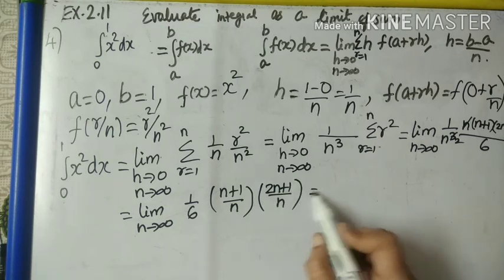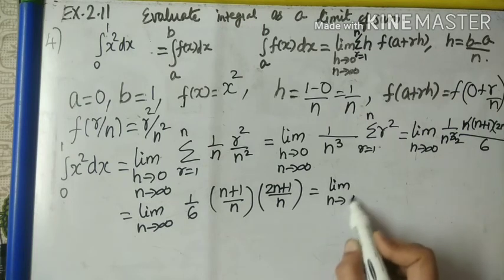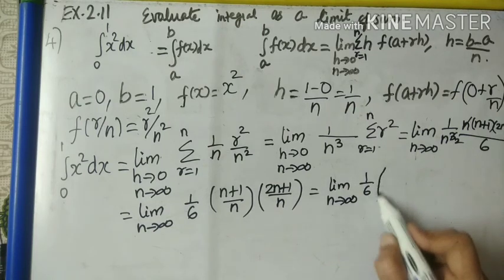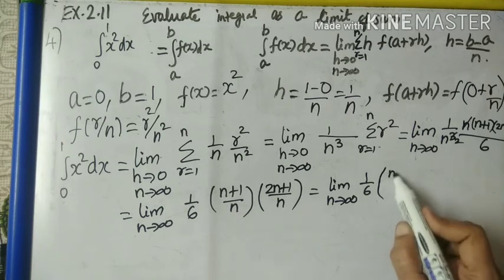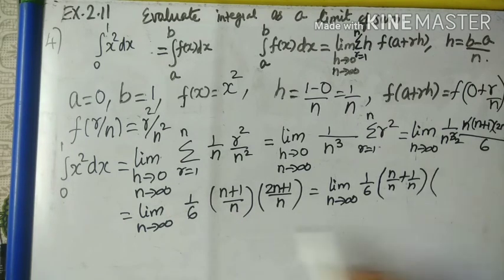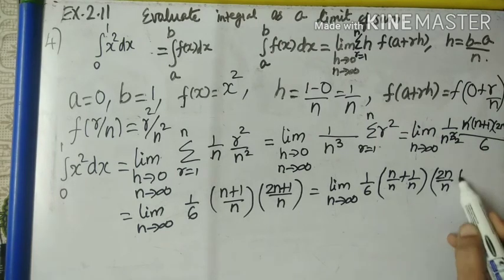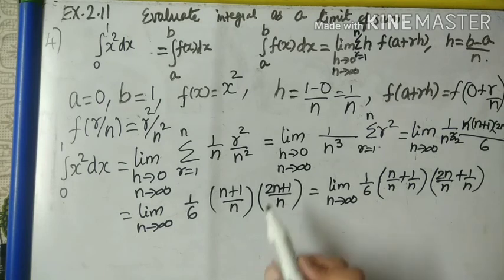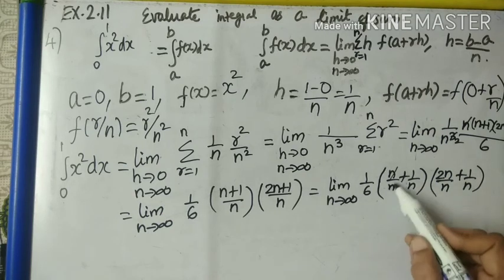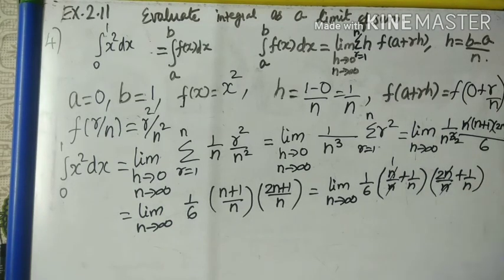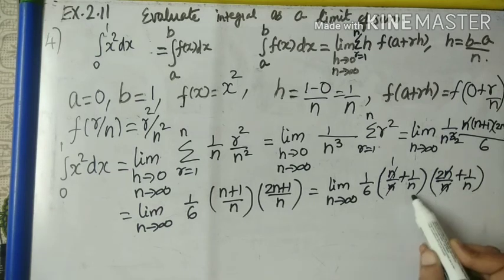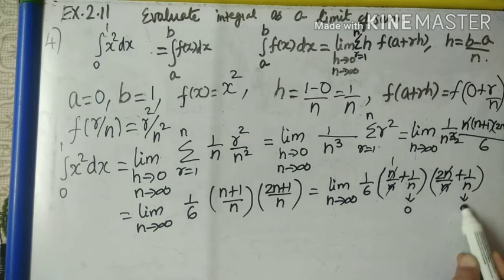Now simplify this answer. Limit n tends to infinity, 1 by 6 into the first one, n by n plus 1 by n. The second one, 2n by n plus 1 by n. I am splitting. First term by denominator, second term by denominator. See what all gets cancelled. This n cancels one time. n cancels. Whenever n comes in the denominator, my answer is 0, as limit n tends to infinity, 1 by n will become 0. So I'm just left with 1 by 6.